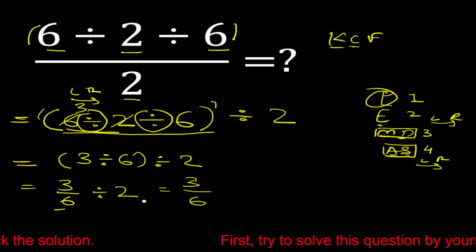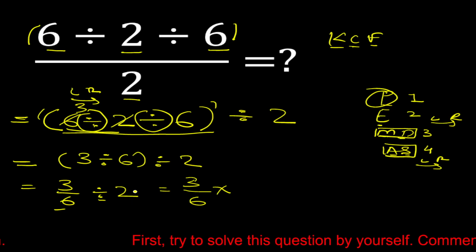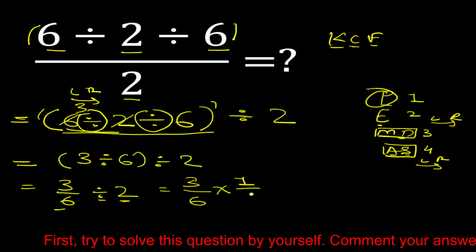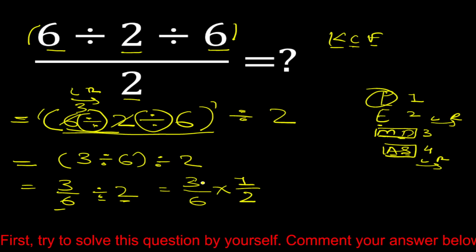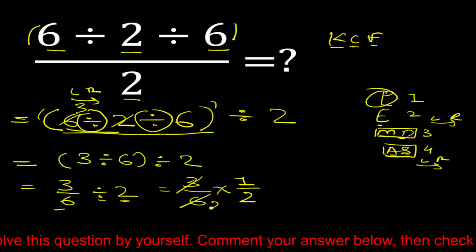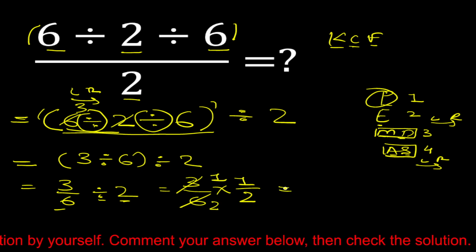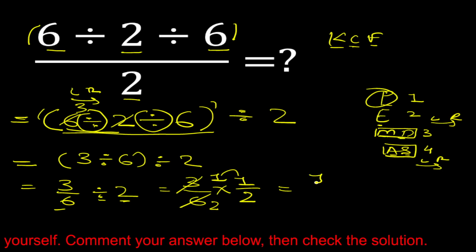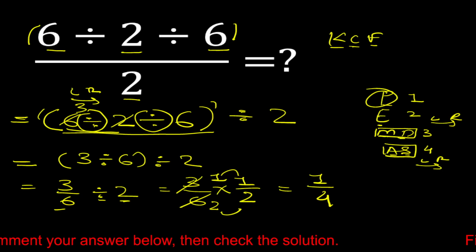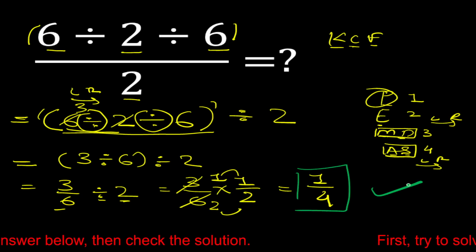C means change this sign from division to multiplication, and F means flip this last 2 is equal to 1 by 2. Okay, so cancel this 6 by using this 3. So 2 and here 3 divide 3 is equal to 1. So 1 multiply 1 is equal to 1, then 2 multiply 2 is equal to 4. Okay, so the correct answer is 1 by 4.